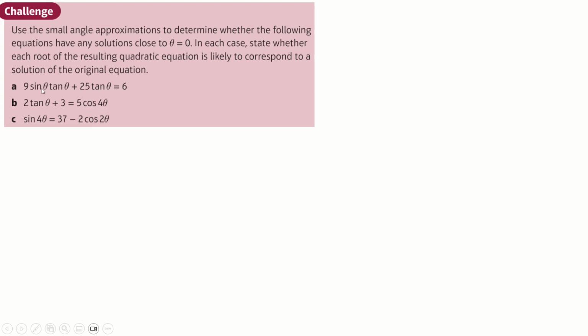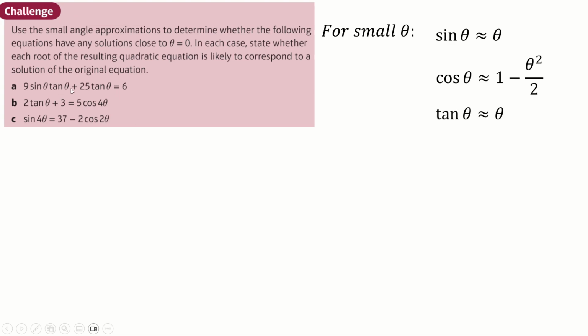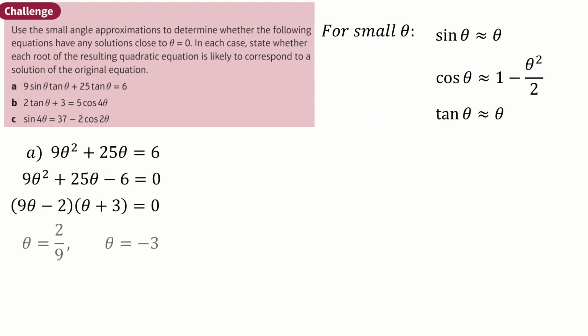Let's solve these for small angles. Again, these are the small angle formulas, just in case we need them, which we do. Sine theta is theta, tan theta is theta, so this makes 9 theta squared plus 25 theta equals 6. Take the 6 over, factorize, and you get theta is this or that. But remember, these approximations only worked in the first place if theta is really small, which isn't that. So let's just say that it does work for this, I guess, and that's the solution.